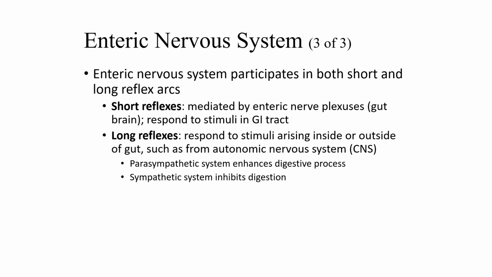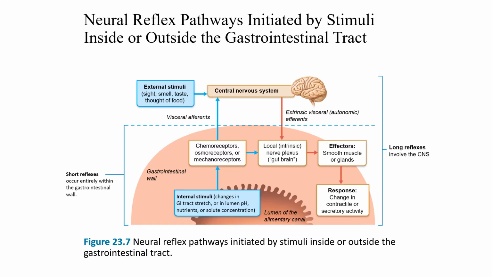There are two types of reflexes, short and long. Short is responding to some kind of stimulus in the GI tract, whereas the long reflexes are responding to some kind of stimulus from the central nervous system. Remember that the parasympathetic system is going to make us relax and help us digest, and the sympathetic nervous system, which is what we're kind of all feeling right now, we're stressed, and when we're stressed, then digestion gets inhibited. So we look at this figure 23.7.